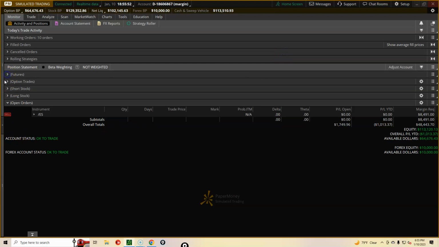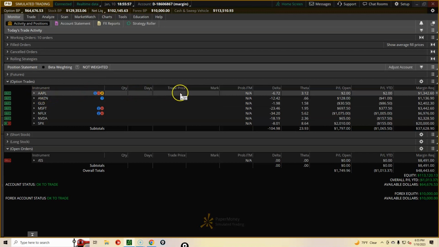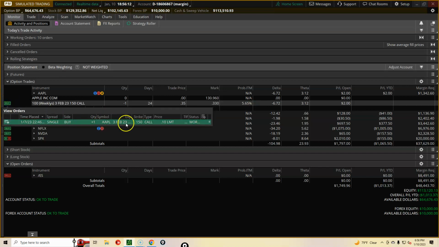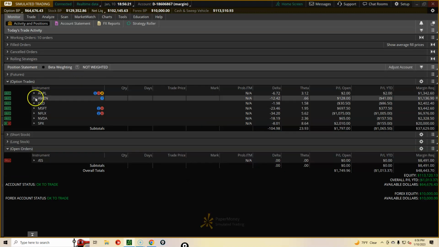So nothing in the futures column. Option trades: I've got this Apple sold put that expires in 24 days. It's a 150 strike price. It's profitable by $2 right now. There's about a 5% chance it's going to expire in the money. I've got it set up to close at 10 cents, and I'll just leave that as it is for now.